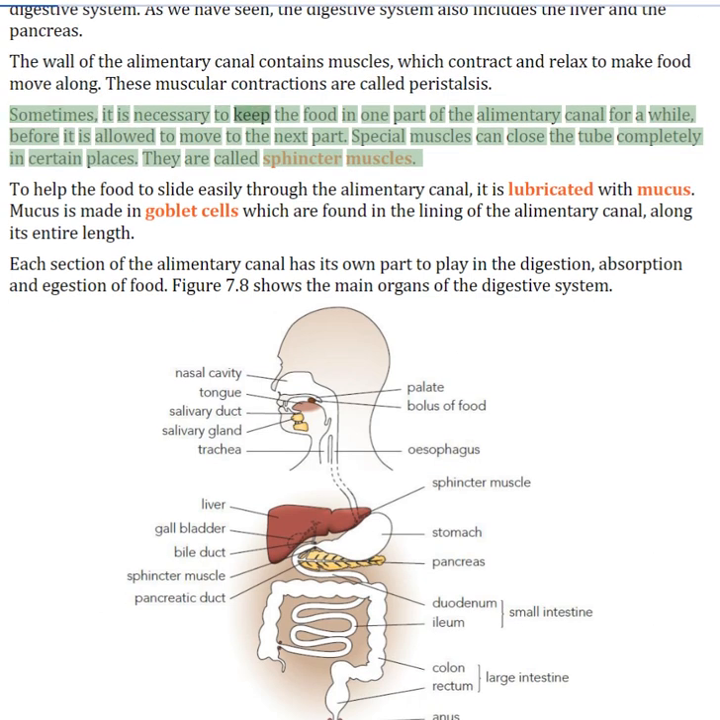Sometimes, it is necessary to keep the food in one part of the alimentary canal for a while before it is allowed to move to the next part. Special muscles can close the tube completely in certain places. They are called sphincter muscles.